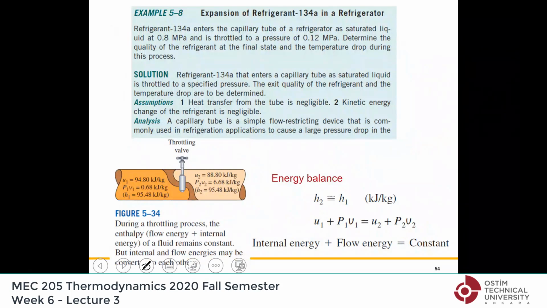Now, let's say we have refrigerant 134a, and this is an actual example. It enters a capillary tube of a refrigerator as saturated liquid. So here at the inlet, we have saturated liquid, which means we have f properties at 0.8 megapascal. So the pressure is given. It is throttled to a pressure of 0.12 megapascal. So the pressure drops from 0.8 to 0.12 megapascal. Okay. Determine the quality of the refrigerant, the fraction of vapor mass, and also the temperature drop, delta T.